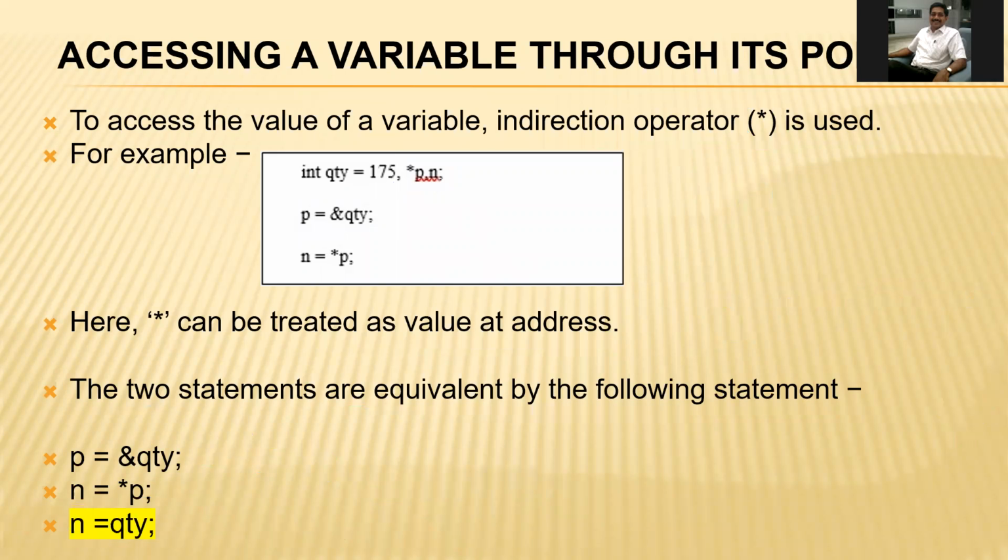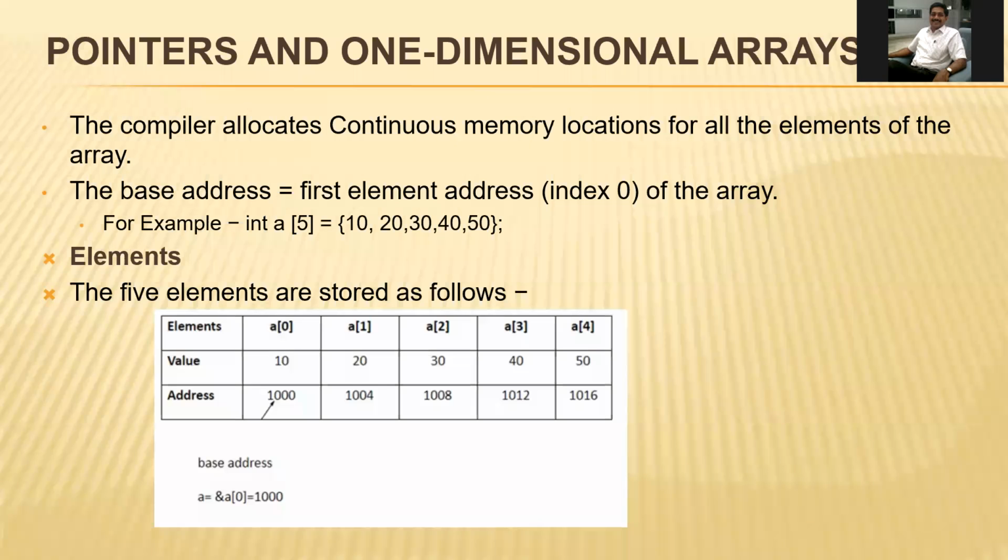Next, accessing through a one-dimensional array. What is the definition of a one-dimensional array? It is a list of elements of the same type, and the compiler allocates continuous memory locations.